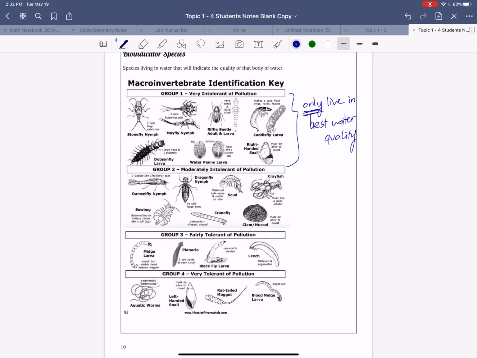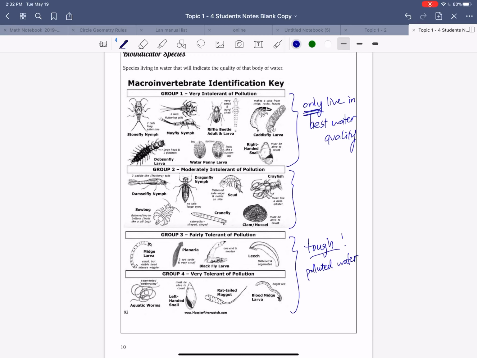So here, group 2 is moderately tolerant. That means they can live in a little bit polluted water situation. Okay, so groups 3 and 4, I would say they're the tough guys. They're tough. Why? Because they can live in polluted water.